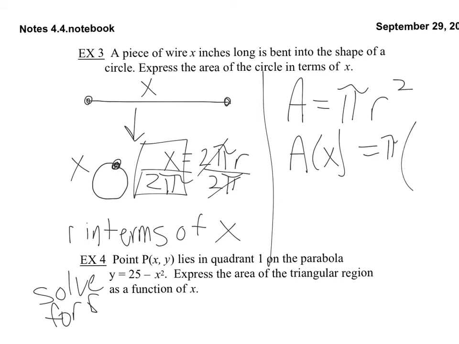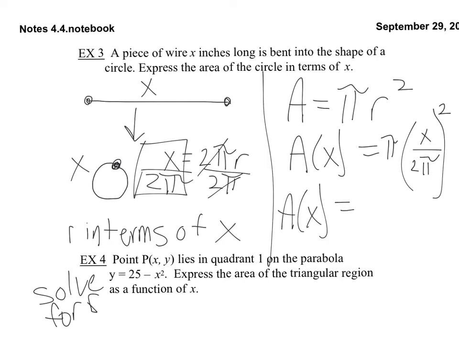And again, that's r in terms of x. This is what r equals, in terms of x, since the terms that make it up have x in it. So that's why r in terms of x simply means solve for x. So if we plug that in, we get x over 2 pi, squared. And now we can simplify.